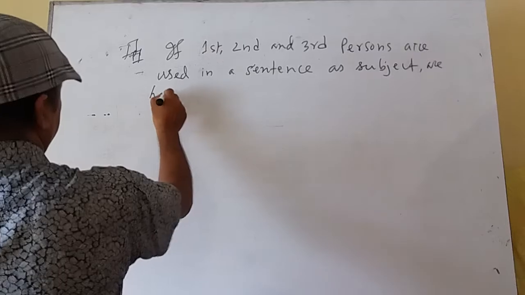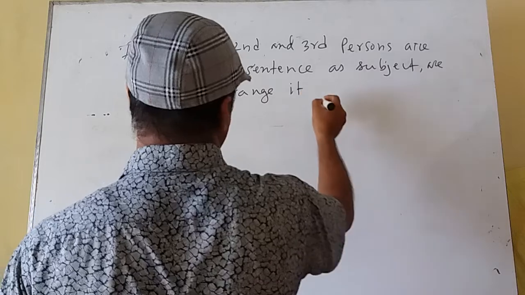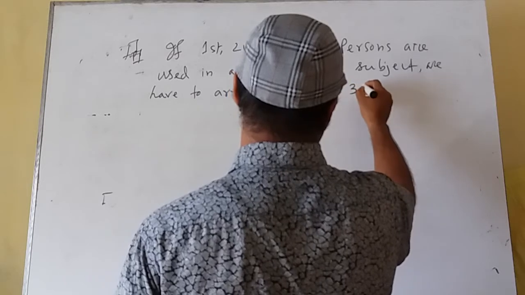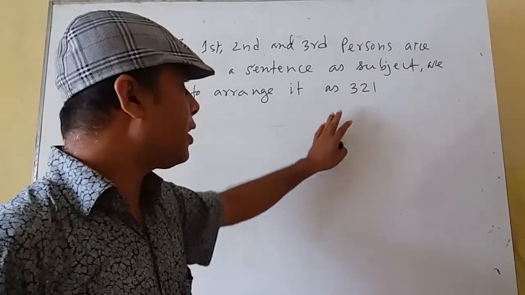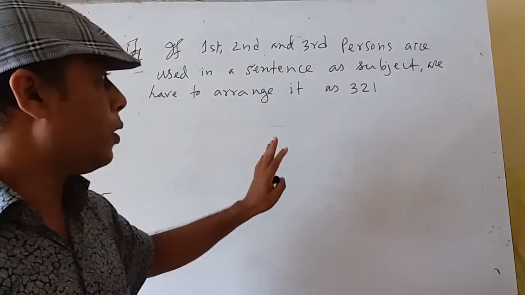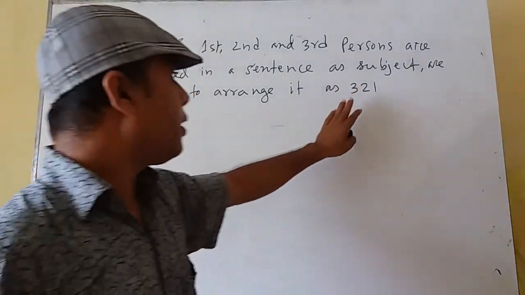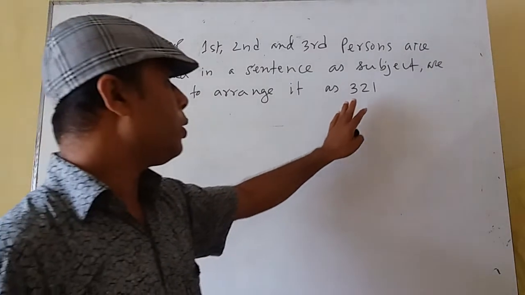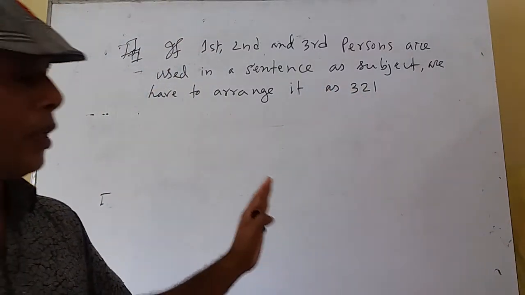We have to arrange it as 3, 2, 1. I think you know about this figure. 3 means third person. Third person should be used first, then second person, then first person. So if the three persons are used in the same sentence as subject, you have to arrange in this way: third, second, first.